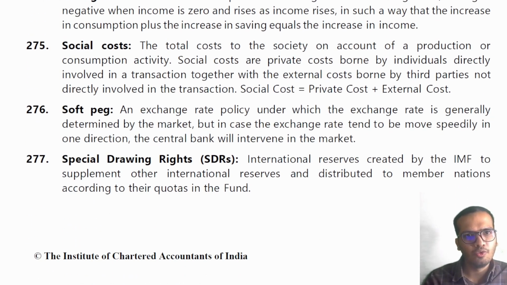Then we have number 275, social cost. So the total cost to the society on account of production or consumption activity. Social costs are private costs borne by individuals directly involved in the transaction together with external cost borne by third parties not directly involved in the transaction. So the formula is social cost equals private cost plus external cost.